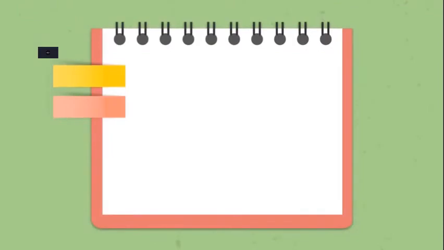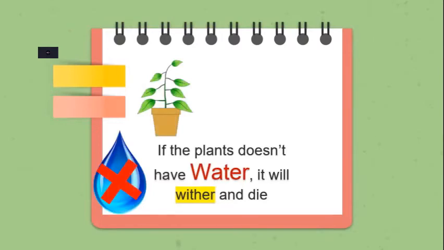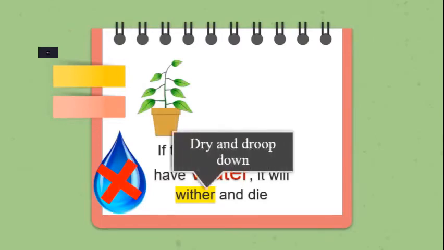If the plant doesn't have water, it will wither and die. Here we have a highlighted word. The word is wither. Say the word wither. Wither meaning the plant will dry and droop down.